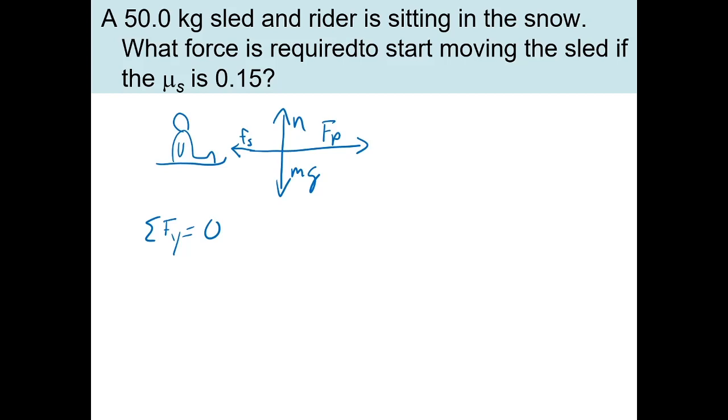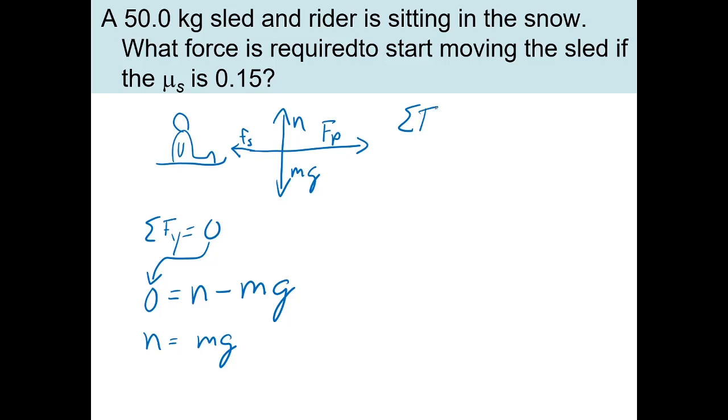So the sum of the forces in the y direction has to be 0. Bring the 0 down. Normal goes up, mg goes down. Normal equals mg. And just to remind you, normal is pointing in the positive y direction, mg is pointing in the negative y direction. That's why they're positive and negative. And since this is 0, I just move the mg over.